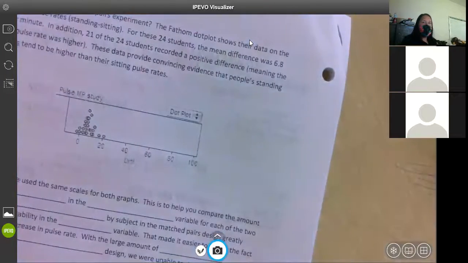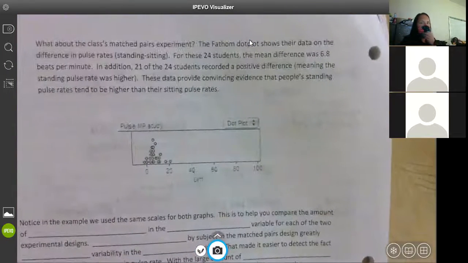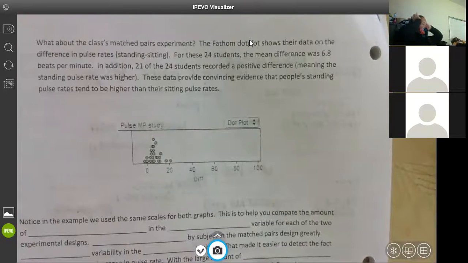What about the class's matched pairs experiment? The Fathom dot plot shows their data on the difference in pulse rate, standing or sitting. For these 24 students, the mean difference was 6.8 beats per minute. In addition, 21 of the 24 students recorded a positive difference, meaning the standing pulse rate was higher. So what they did the first time, because I didn't read you the problem, is that they split them in half, and they had some stand and they had some sit, and they took their heart rates, okay? That would be the same type of group as the male and female, right? Same idea? We didn't block, we just randomized.